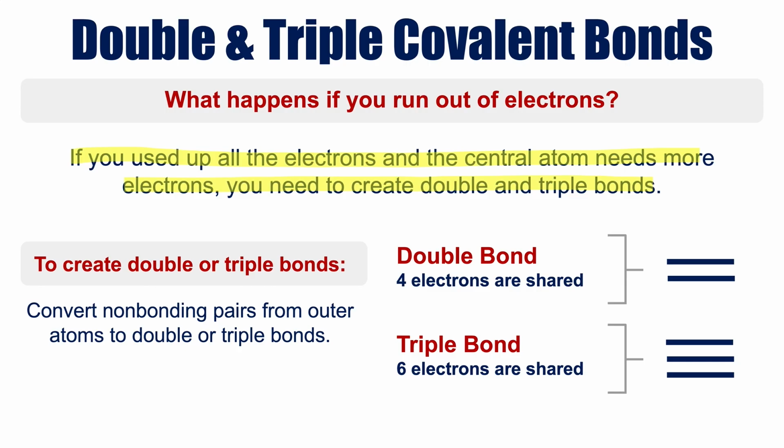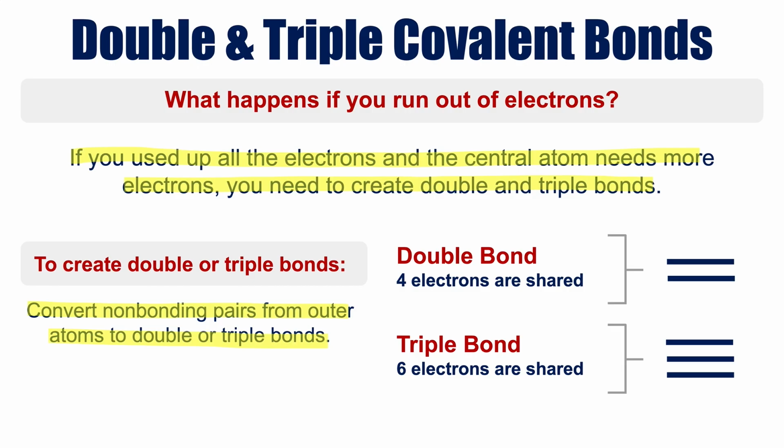So now the question is, what happens if you run out of electrons and that central atom still needs more? It has less than 8. To fix that problem, you have to create double or triple bonds. We create double or triple bonds by converting non-bonding pairs from outer elements. This is where it's so important that you're using a pencil, because sometimes you have to erase stuff in a Lewis structure and reposition stuff in order to make it correct.